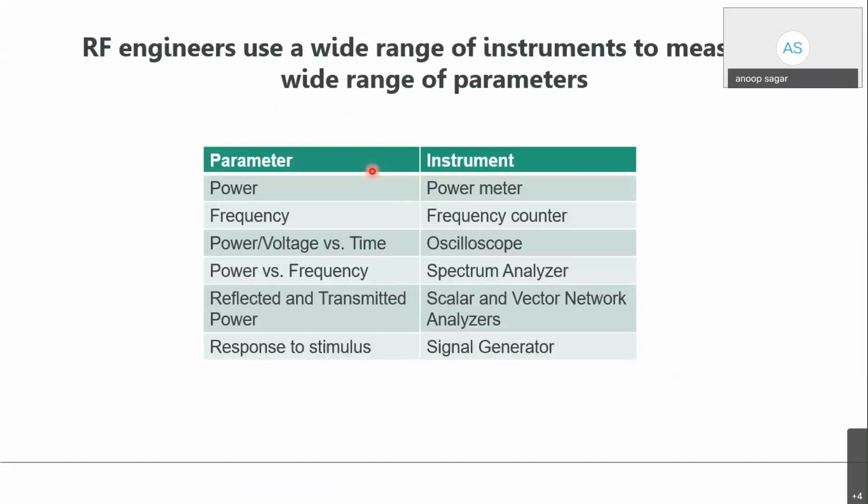What instruments are required to measure a wide range of parameters or applications? If you want to measure the power of any RF signal, you require a power meter. If you want to measure frequency, you require a frequency counter. For time domain analysis, you require an oscilloscope. For frequency domain analysis, you require a spectrum analyzer. For characterizing any RF devices, passive or active, like antennas, filters, or amplifiers, you require a scalar or a vector network analyzer. Then comes a signal generator for response to stimulus.